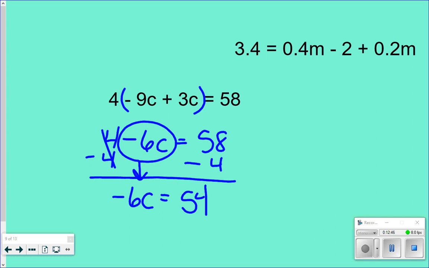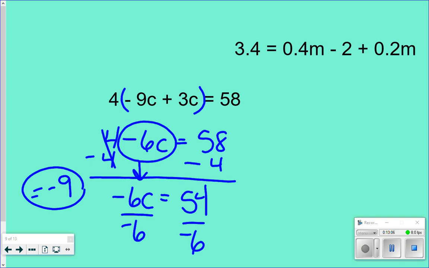If that number's in the front, you just do the opposite. If it's a negative, you're going to add to it. If it's a positive, you're going to subtract. Just because it's in a different spot doesn't mean anything. You just got to look at the sign in front. Is this one 9 too? It'd be negative 9. This one, so it'll be 3.4 equals 0.6m minus 2. So you minus 2.